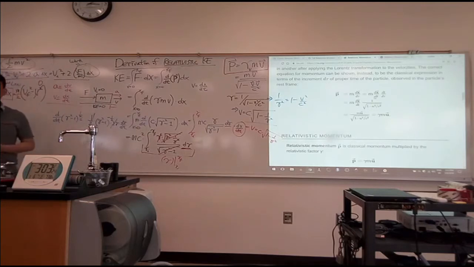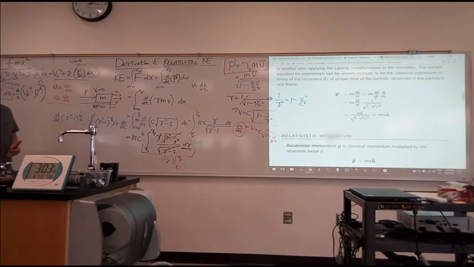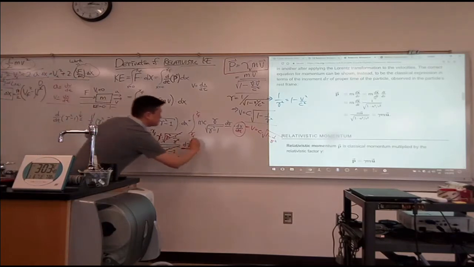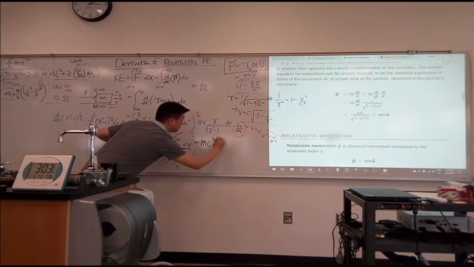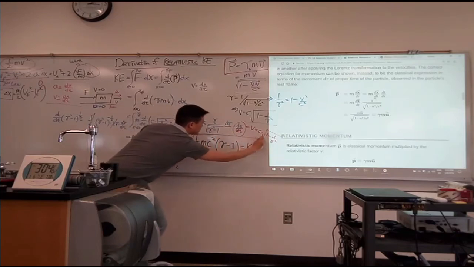What's the initial gamma? Initially here, we started out at 0 velocity. So what's the gamma that corresponds to 0 velocity? 1. Yeah, 1. And the final gamma is whatever gamma you end up with. So let's just call that gamma. So all this simplifies down to mc squared times the final gamma minus 1. So this is the expression for relativistically correct kinetic energy.